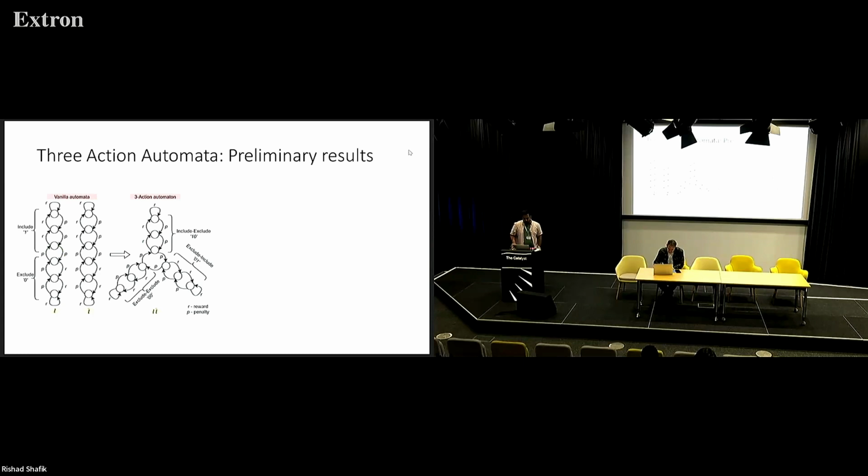So we proposed a three action automata. This on the left side is the vanilla automata, which has one automaton representing the literal and another its complement. What we are proposing is a 3 action automata, where we combine these literals together so that we can give simultaneous actions to them. Include-include is not important because we cannot include both the literal and its complement. But there can be 3 permissible actions, where we include the literal and exclude the complement of the literal, or vice versa, or exclude both of them.